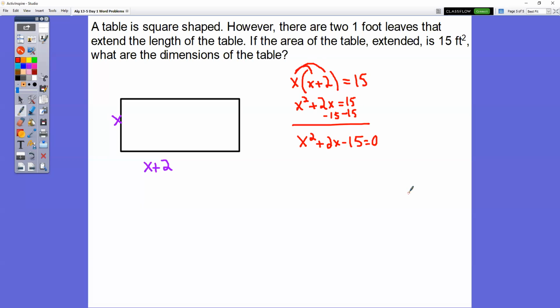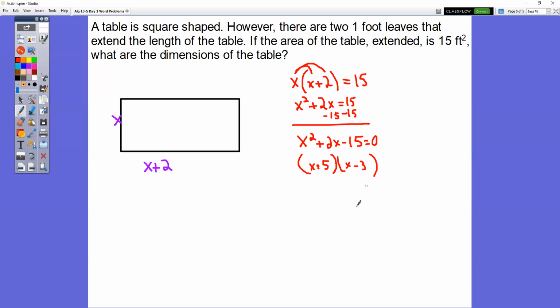Now, this is one of them that you might do differently. You might not use the quadratic formula on this one because this one has lower numbers. You should be able to figure out what times what equals negative 15 that adds up to positive 2. So if you want to use factoring on this one, you could. It would be a plus 5 and a minus 3.